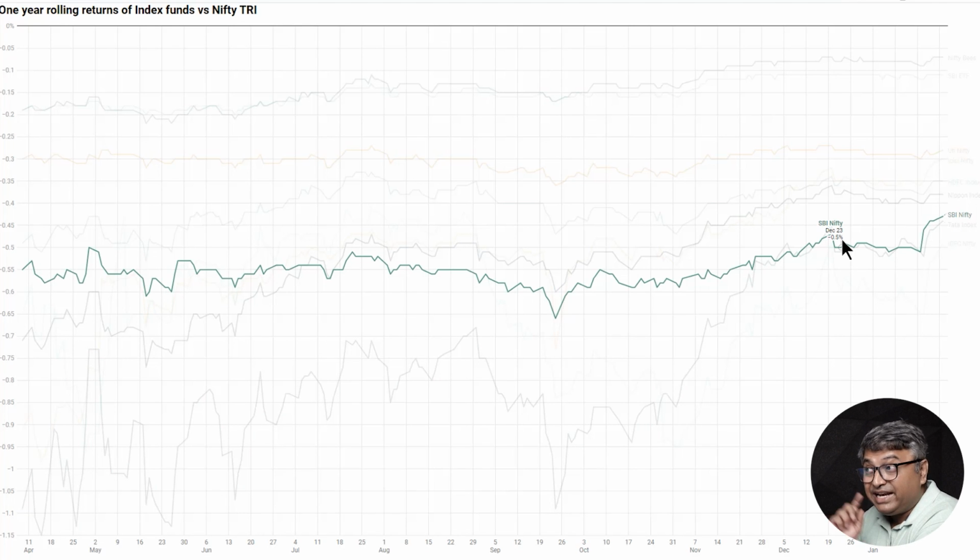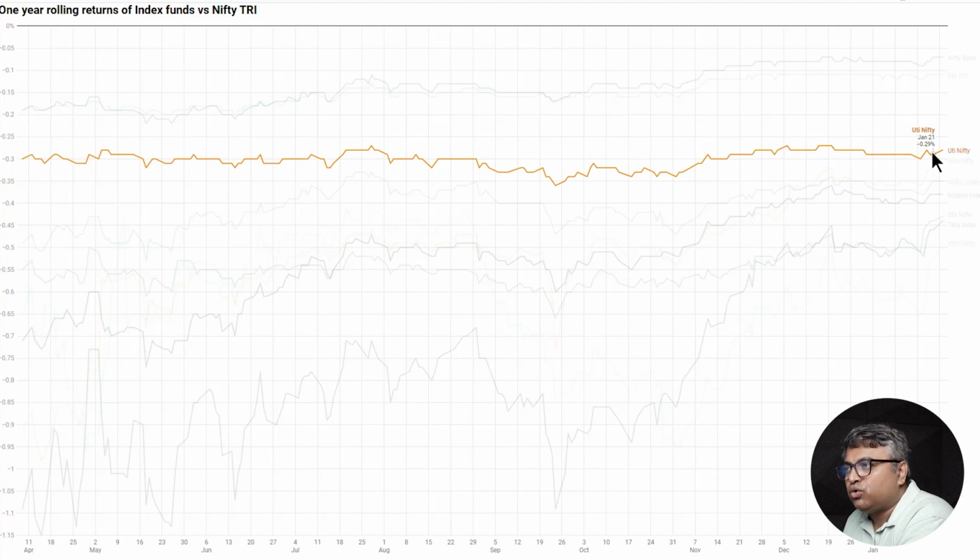SBI's own Nifty index fund. SBI has an ETF and an index fund. SBI's Nifty index fund is also quite terrible because it's as low as 0.4% below the TRI, which is quite a large expense ratio to take. And remember, in all of these, I've taken the direct funds. If you went with a broker, they would give you a regular fund that is even worse than this. So if you're looking at low cost, choose the lowest cost index fund, which is the UTI Nifty.